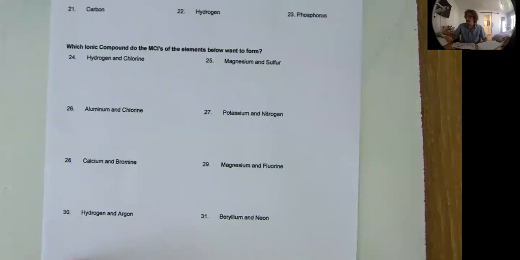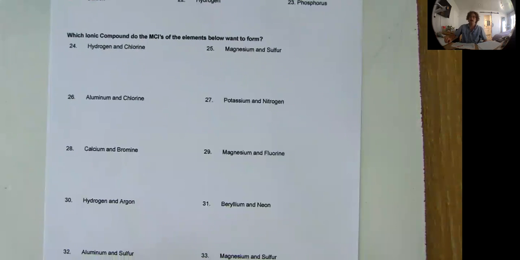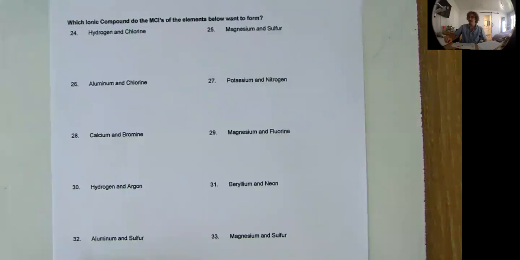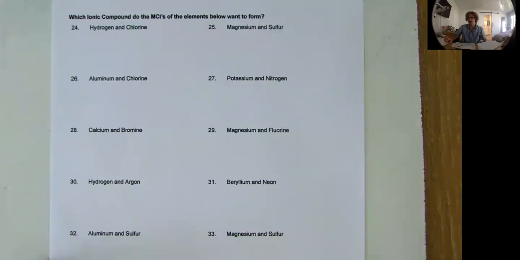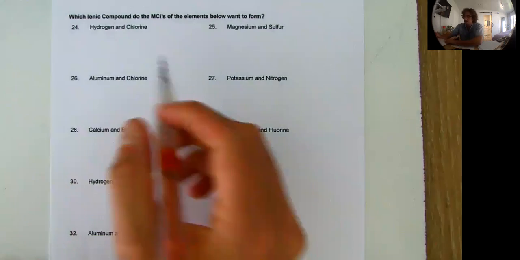Okay, we're going to skip to number 24. This is where we're really talking about ionic compounds now. This is really where this new lesson starts, is right here. All of that we did was really review, and writing ionic compounds is really where the lesson starts. Okay, so I'm going to go through a few of these really quickly, and then you'll finish the rest of them on your own. So hydrogen and chlorine.